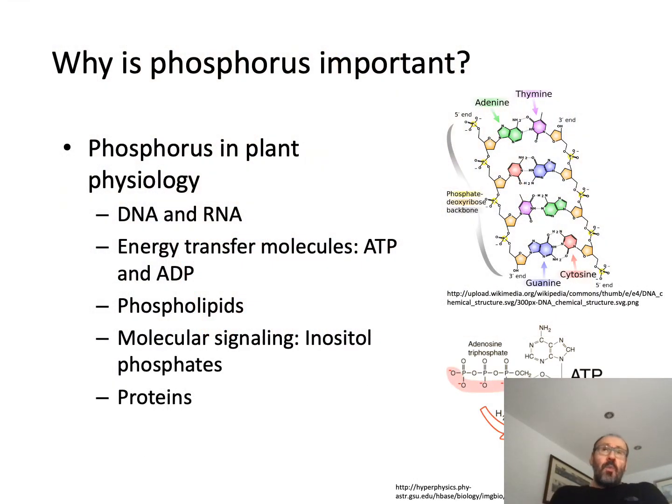So another way of reiterating these issues about importance. Phosphorus is part of plant physiology, our DNA and our RNA. It's in energy transfer molecules, ATP and ADP. It's part of phospholipids. It's part of molecular signalling with inositol phosphates, which are really big organic compounds of phosphate, and it's important for proteins. So let's have a look at the actual picture.